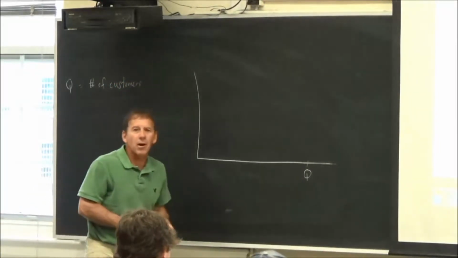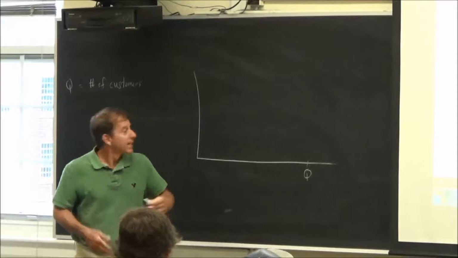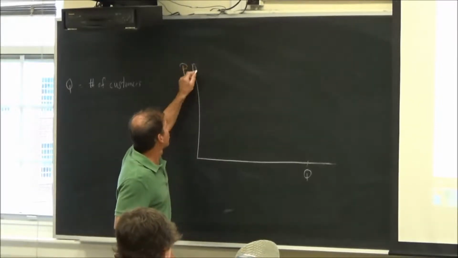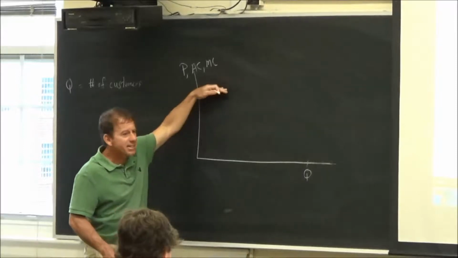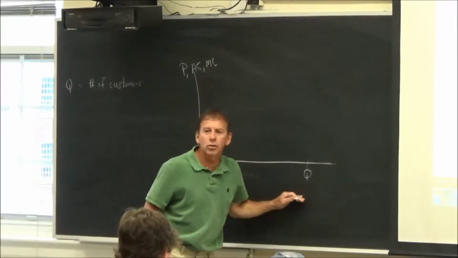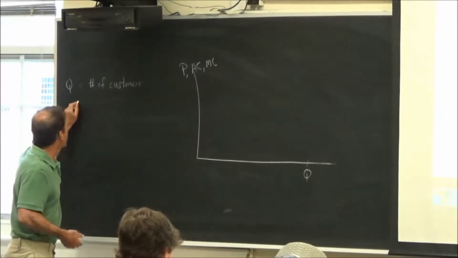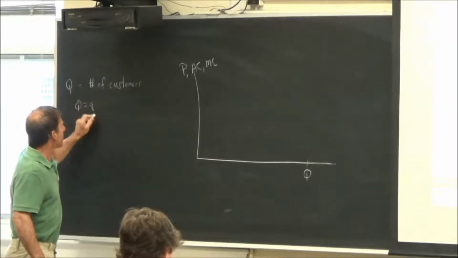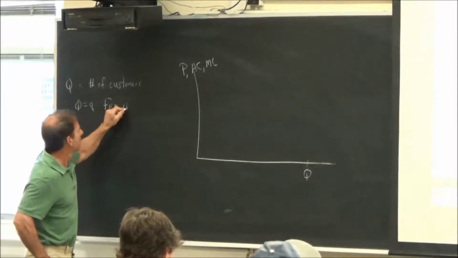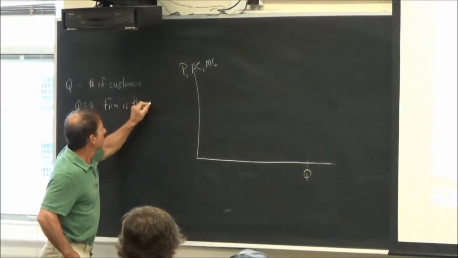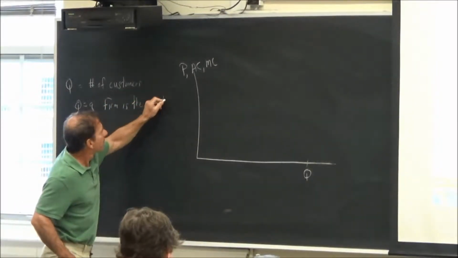So in this market, what's happening is that we have measured price here. We're also going to measure the average cost, marginal cost. We'll put all that on this axis, and on this axis we have Q, and because it's a monopoly, we know that big Q is equal to little q. In other words, the firm is the industry.